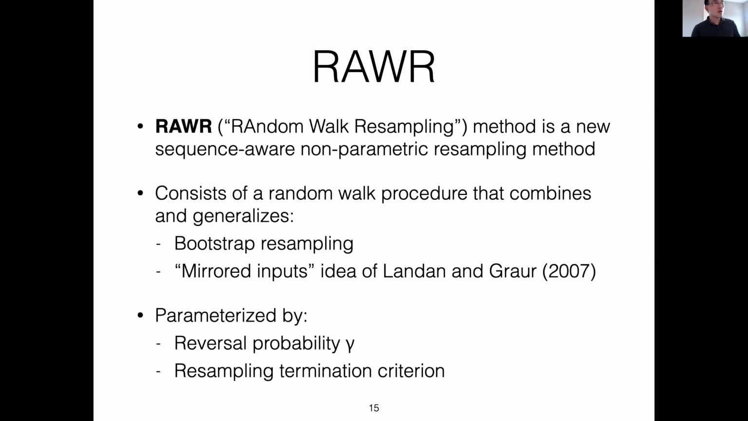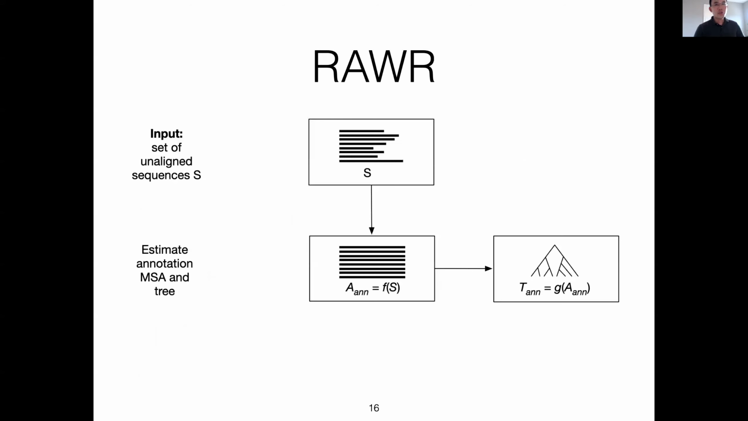In essence, RAWR is the synthesis and an extension of both Bootstrap resampling and the mirrored inputs idea of Landan and Graur. The random walk procedure is parameterized by a few different things, including the reversal probability and exactly what convergence criteria you use. But in general, this is a pretty simple procedure that is very general purpose and flexible. These are some of the properties that we're looking out for. You could use it for a lot of different applications, but in this particular study, we focused on the application of phylogenetic support estimation.